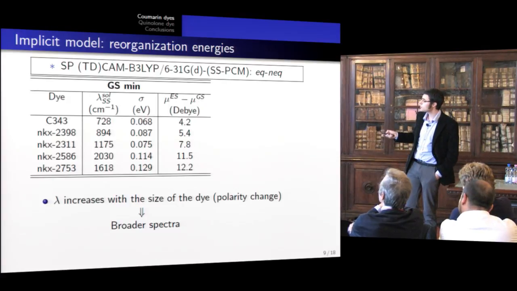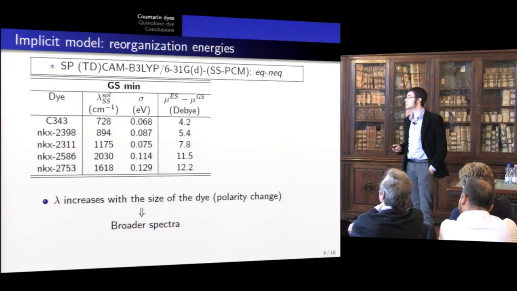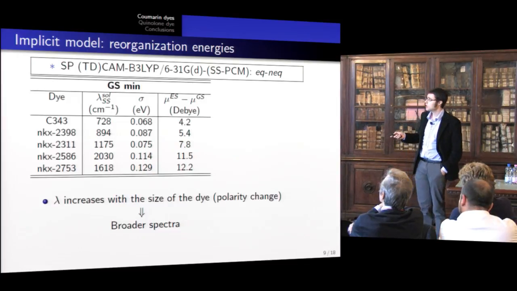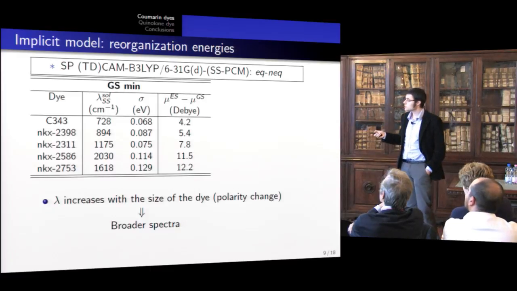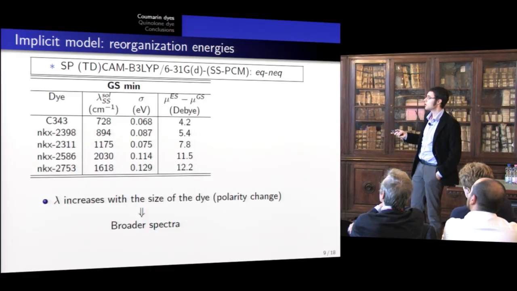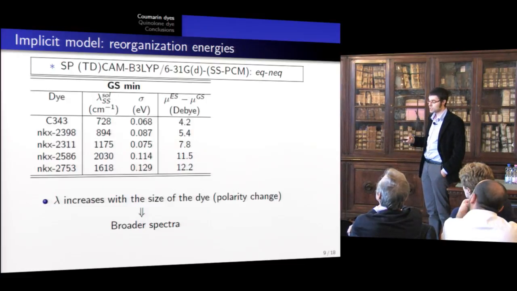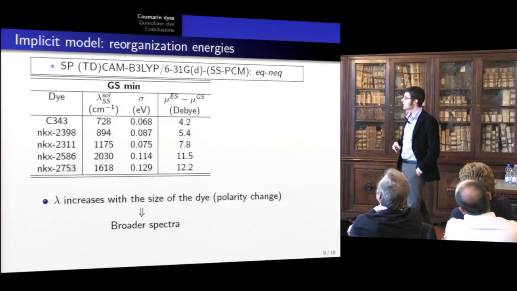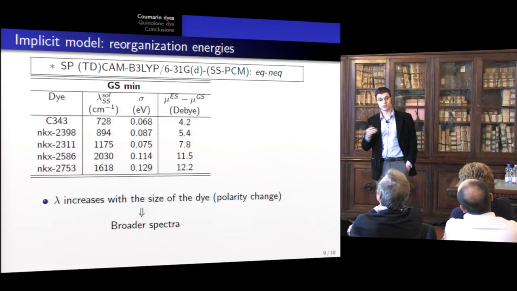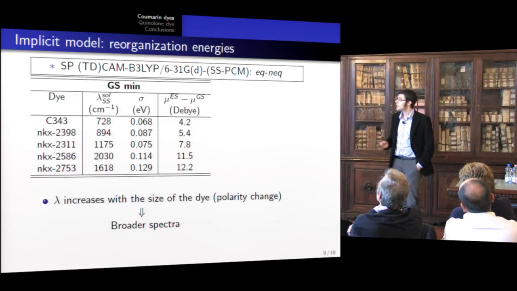So we need to compute the solvent reorganization energy. And as we can see here, this property increases with the size of the dye, more or less. And it also is because there is an increase in the change in the electronic density from the initial to the final state.